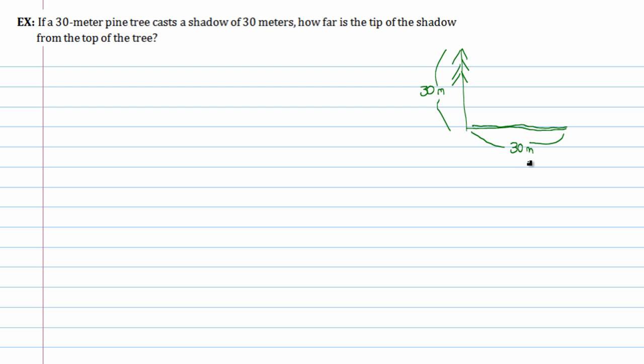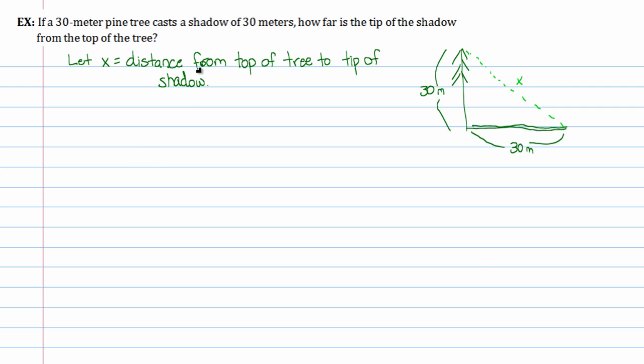And I want to know, I'll draw this in light green, how far is it from the tip of the shadow to the top of the tree? I'll call that x. So it's important to draw a picture, read the problem, understand the problem, and label a variable. Let x equal the distance from the top of the tree to the tip of the shadow.